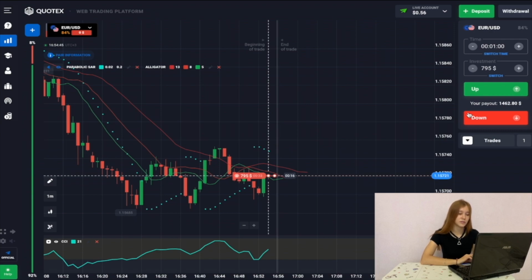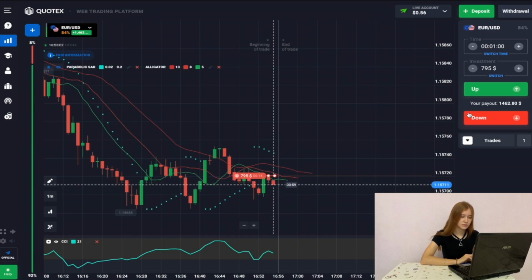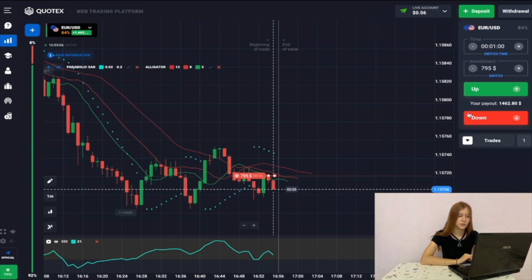where it will be possible to open a trade for an increased price, as we see that our candle will have to reach the level of the formed resistance. And we will successfully close our trade.